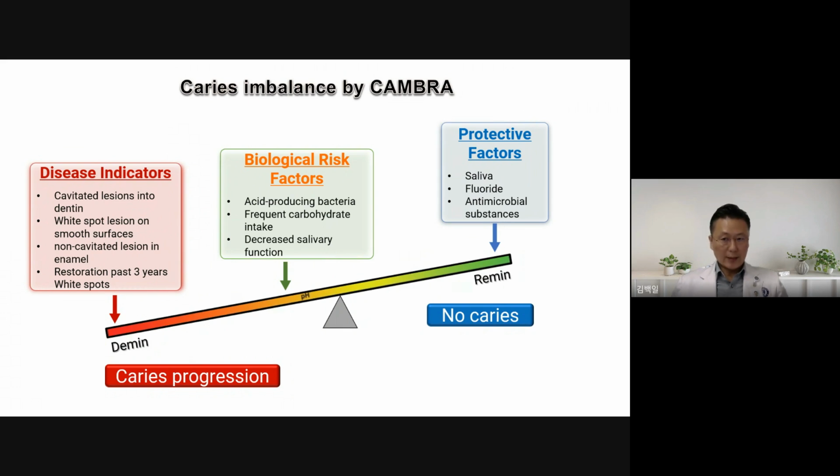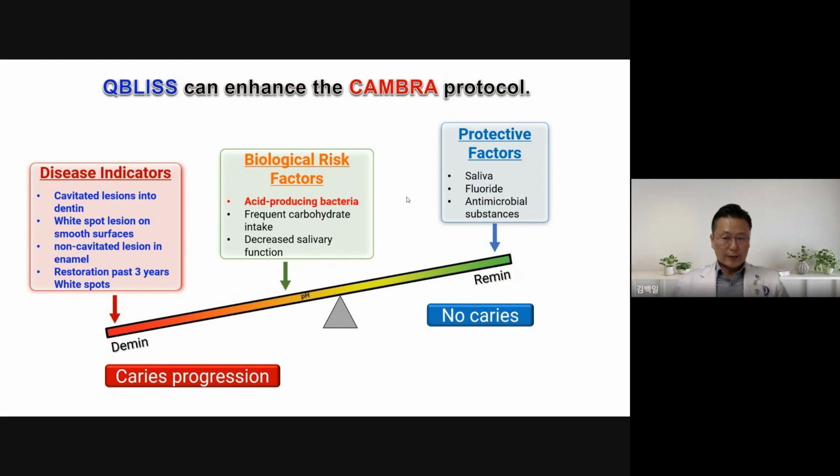The indicators consist of a cavitated lesion in the dentin, a white spot lesion on smooth surface, a non-cavitated lesion in enamel, and a restoration past 3 years. Also, among the biological risk factors, I think the acid production bacterial level is important. If we use the QBLISS and the QRACE system, we can detect this important factor from the camera very easily. So this is a very strong power of applying the camera.